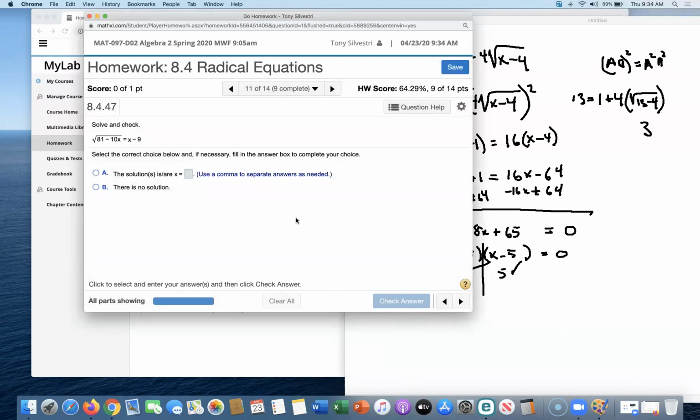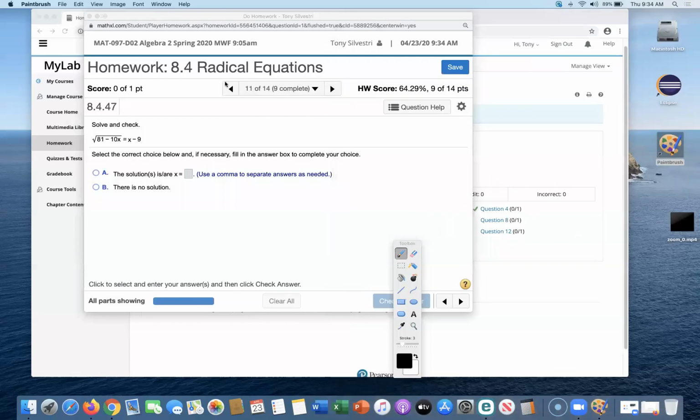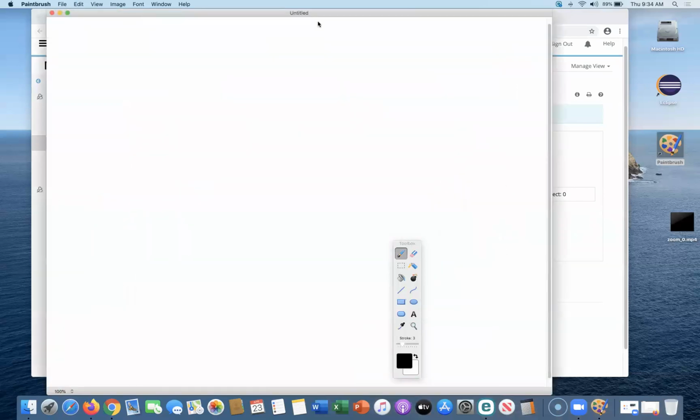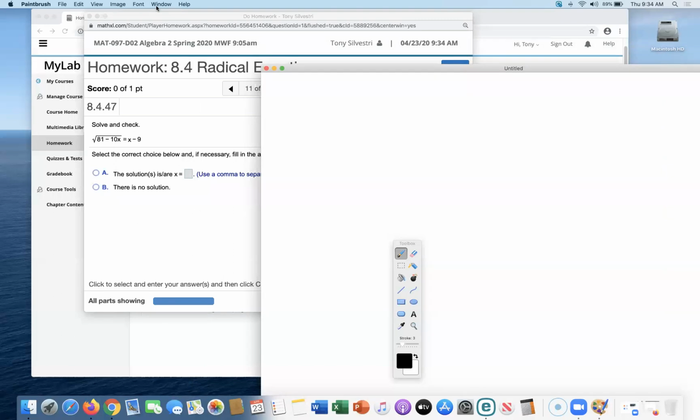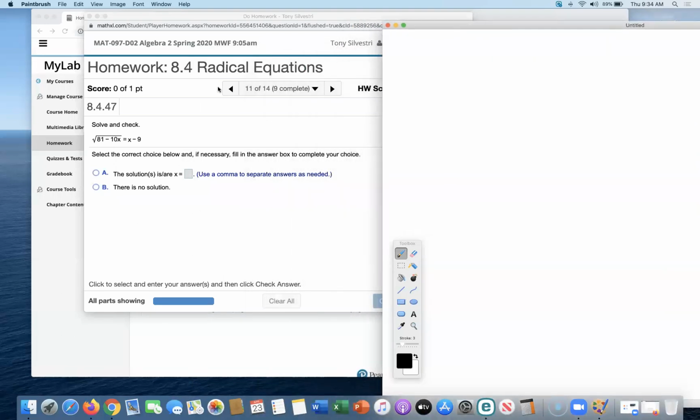No word problems. Okay, let's get rid of this. Don't save. Say file, new. Okay. Come on, go away. It's not going away. Okay, good. All right.